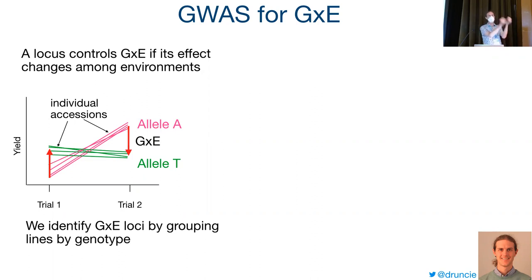And so we'll select a bunch of lines that have the A, a bunch of lines that have the T, measure the response to the environment in each of them and ask whether there's a mean change in that plasticity. So this is just standard GWAS, but the trait is the response to the environment. But there are some challenges in doing G by E GWAS like this relative to standard GWAS. The first is population structure.